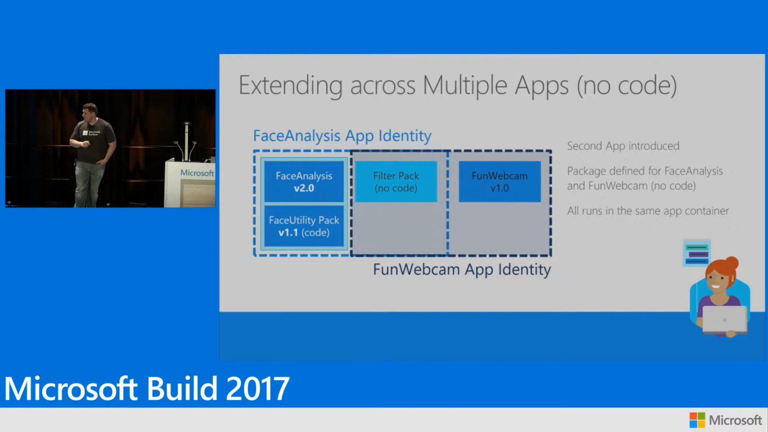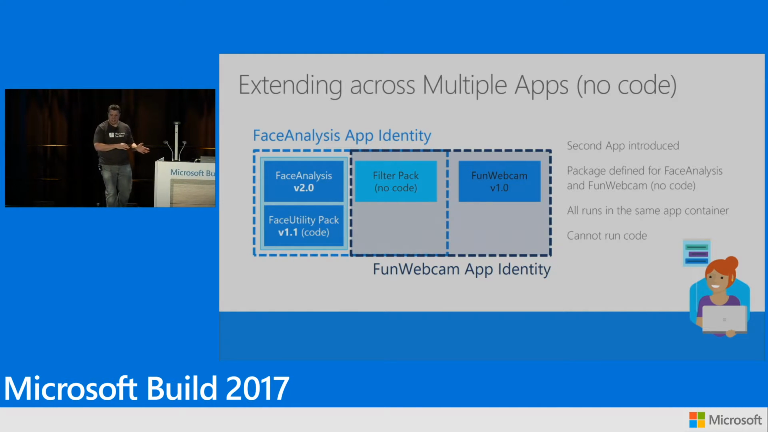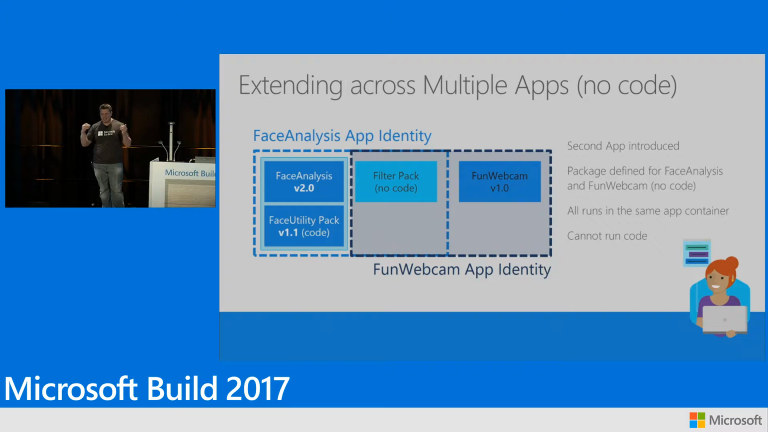Again, it all runs in the same app identity. Across multiple apps cannot run code. We do not allow any kind of code to run across that. And that's really because of that version dependency that I talked about on the last slide. We don't want you to have to declare that one app has version 1.0 of this optional package and the other has 1.1, and now you're kind of stuck in this update hell. So for the multiple apps, you can only do content only.